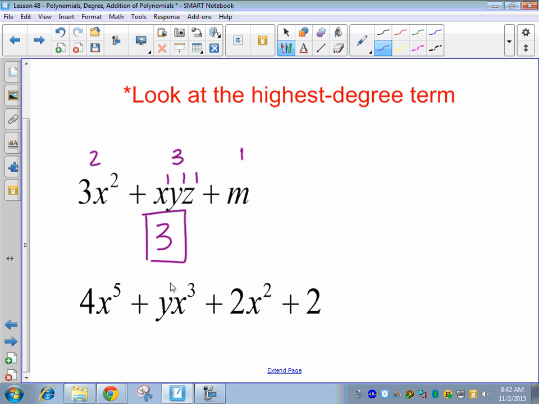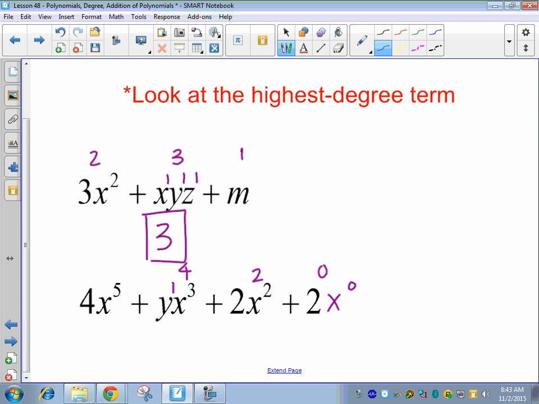4x to the 5th. This is y to the first x cubed, so my degree here is 4. This degree is just 2. And this degree is actually 0. Not sure how much we're concerned about that. The reason for that is this is 2. If we put an x with it, it would have to be x to the 0, because x to the 0 is just 1. We might go over that more later.